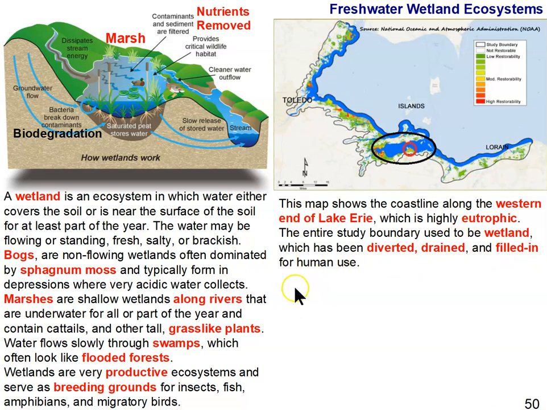And those wetlands did this for Lake Erie. They removed nutrients. As the water flowed through them, nutrients would be removed so that those nutrients wouldn't go into the lake and cause eutrophication.